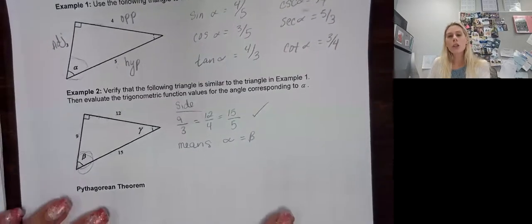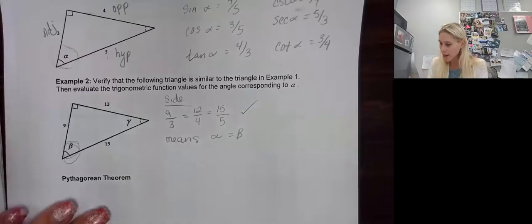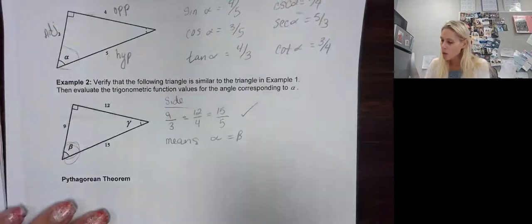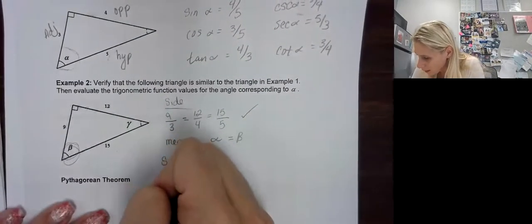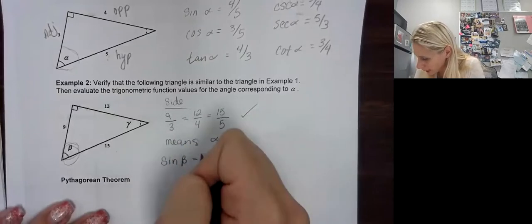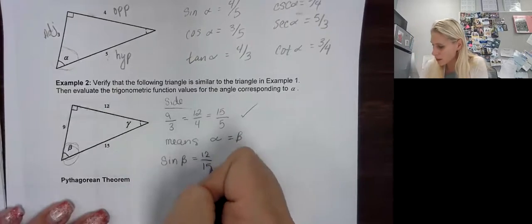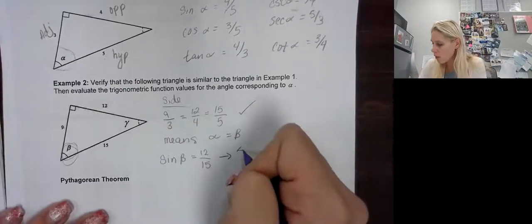We can also compare the ratios of your trig. So for example, we did all of our trig stuff up here, right? Well, let's do that. Let's do sine of beta equals, and that's opposite over hypotenuse. Well, if we simplify this, we get 4/5.